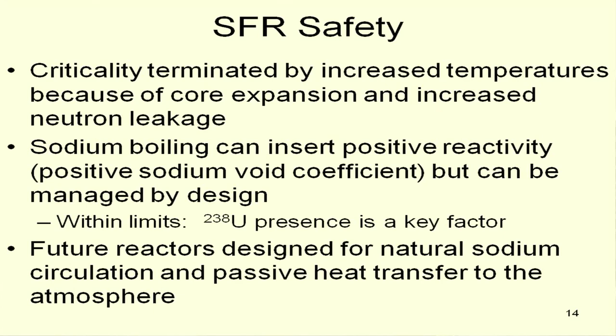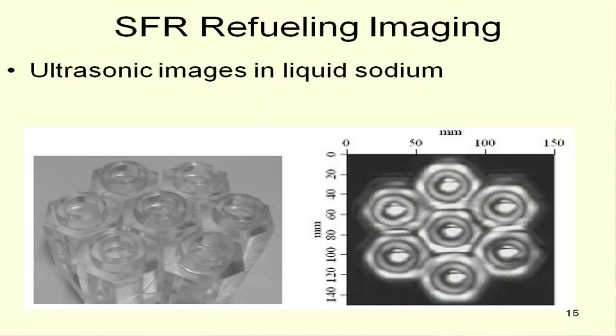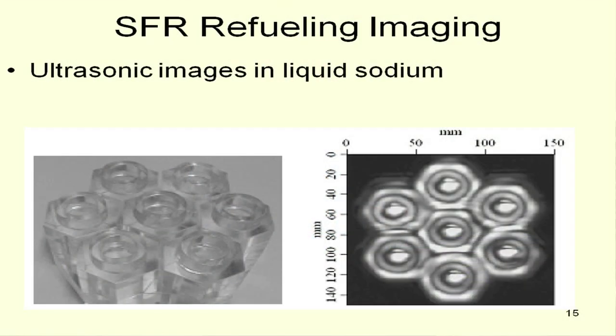Future reactors are being designed for natural sodium circulation and passive heat transfer to the atmosphere. One of the issues is refueling. If you were to look down in a sodium-cooled fast reactor with the lid popped off, it looks like sort of a pool of mercury, a silvery metal, which isn't real helpful in grabbing a hold of fuel assemblies. One of the ways they go about it is, of course, very precise XY location, knowing where each one is to the millimeter, but they also use ultrasonics to image, and these are the tops of the assemblies, and you'll see why they look sort of funny when we get into the fuel design.